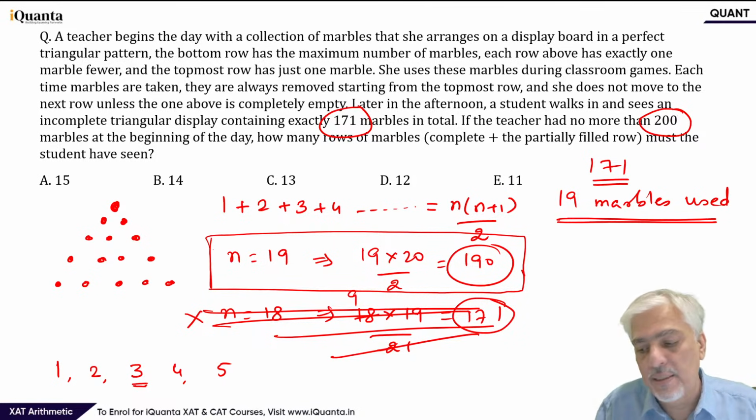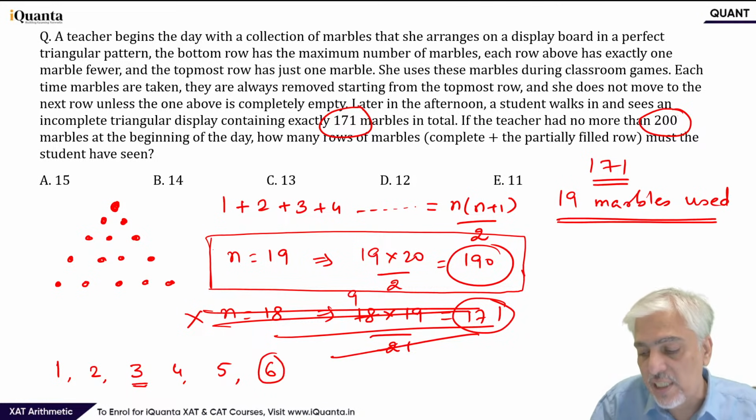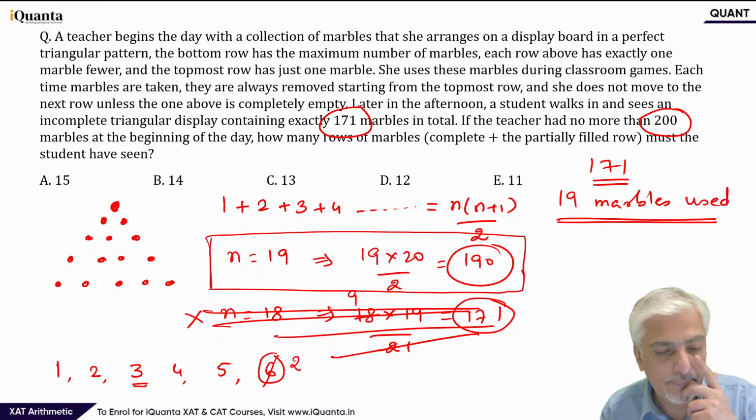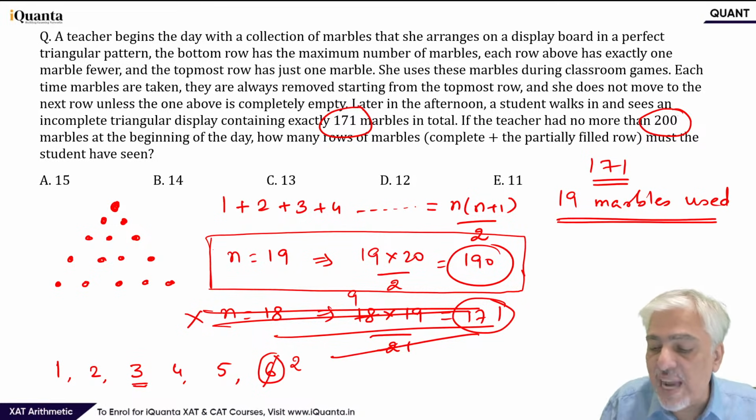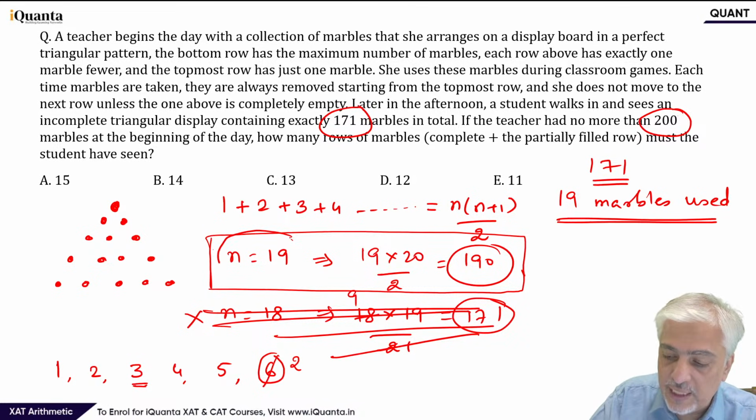3 5s are 15. From the next row, she has not removed all. She could remove 6, but she has not removed 6. She has removed only 4. That means ये row में अभी भी 2 marble बची है. Right? So what can I say? Out of 19, 5 rows are completely gone. Initially 19 rows were there. 5 rows are completely gone.